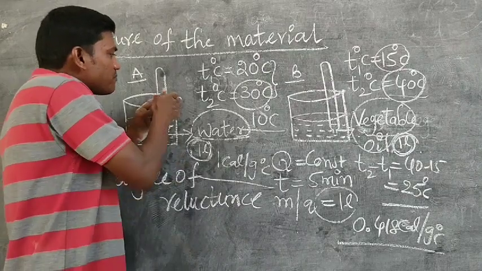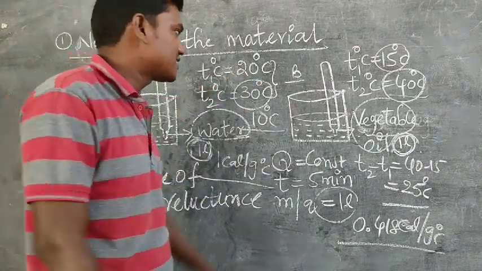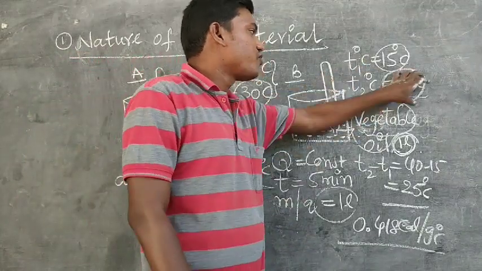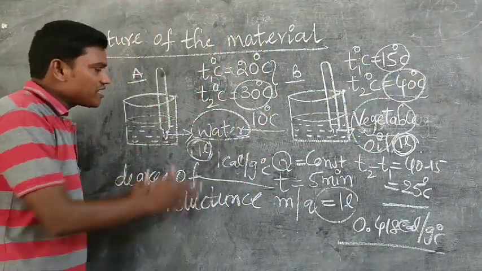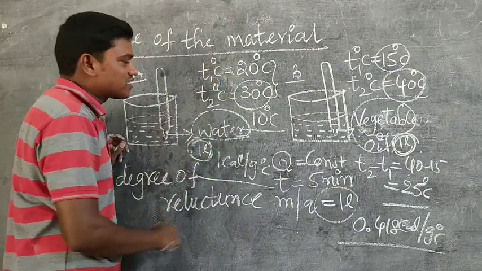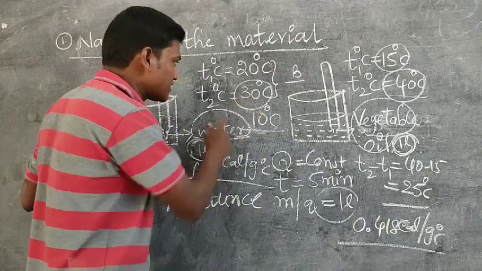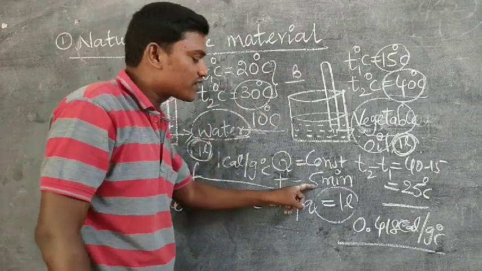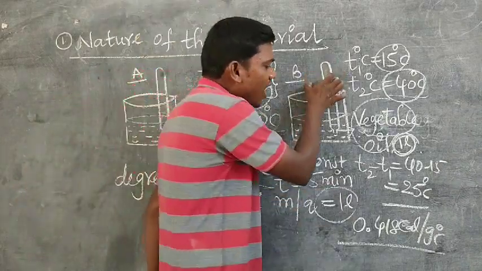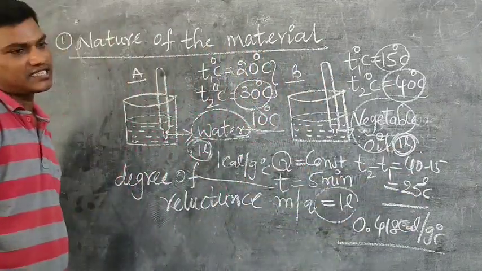The final temperature of the water, we observe, is 30 degrees Celsius and of the oil is 40 degrees Celsius. But now how much has the temperature changed? In the case of water, the temperature changed by 10 degrees Celsius compared to the initial after the 5 minutes. In the case of oil, its temperature changed by 25 degrees Celsius.